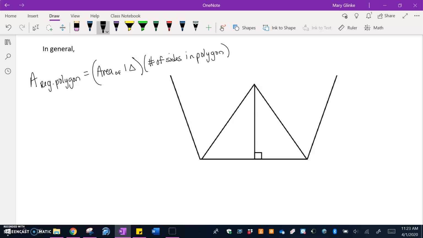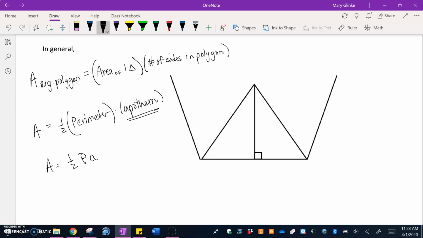The other method to find the area is going to be 1/2 of the perimeter of the polygon times the apothem. This is known as 1/2 PA. Now, I might have said a new word for you, the apothem.